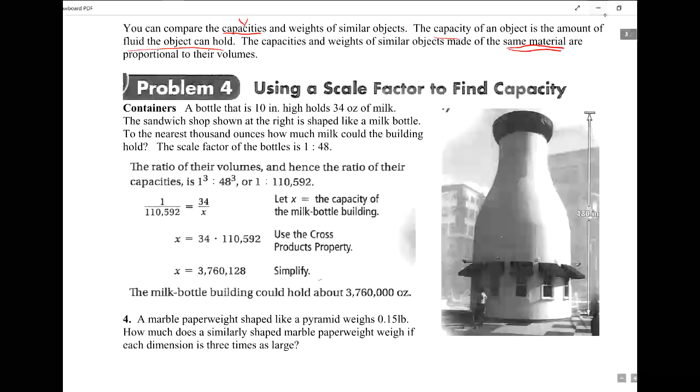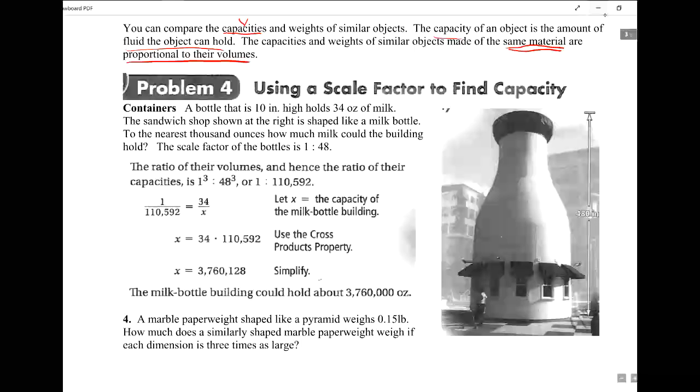Okay, you probably learned about this stuff in science. So your capacities and weights will be proportional to their volumes. So let's think about this. Let's look at our example here. It says a bottle that is 10 inches high holds 34 ounces of milk. The sandwich shop in the picture is shaped like a milk bottle. To the nearest thousandth ounce, how much milk could the building hold? Well, we already believe it's going to be a lot.